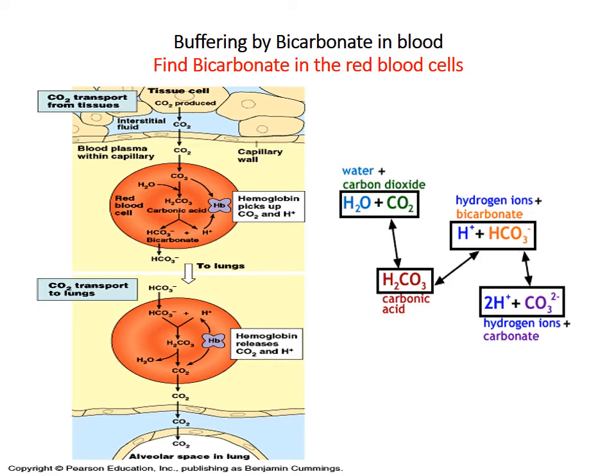So let's look at that diagram on the left-hand side, starting from the top. You have your cells producing CO2. That CO2 gets picked up by your blood plasma, and your hemoglobin cells, that's the little purplish Hb there, that'll pick up both CO2 and some protons.